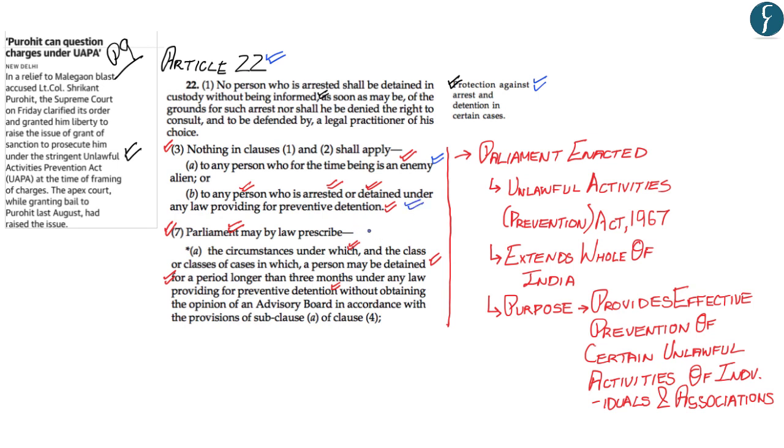Under Clause 7 of Article 22, Parliament by law prescribes the circumstances under which a person may be detained, and it is under this provision that Parliament enacted the Unlawful Activities Prevention Act of 1967. The purpose of this law is to provide effective prevention of certain unlawful activities of individuals and associations. With regard to your upcoming prelims examination, what becomes important is the exemptions to Article 22. And so now with this, we move on to the next article.